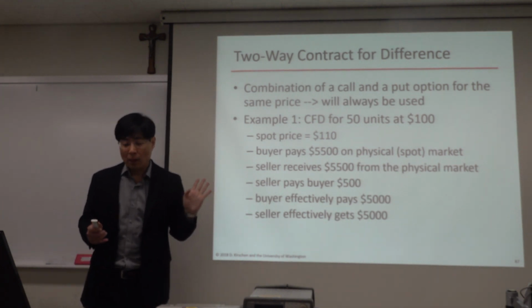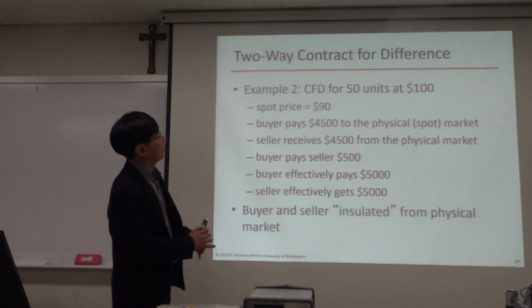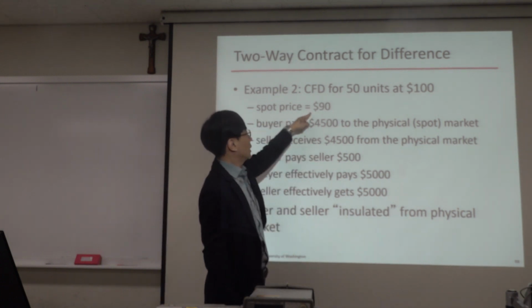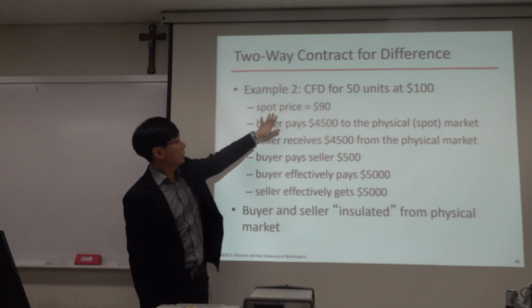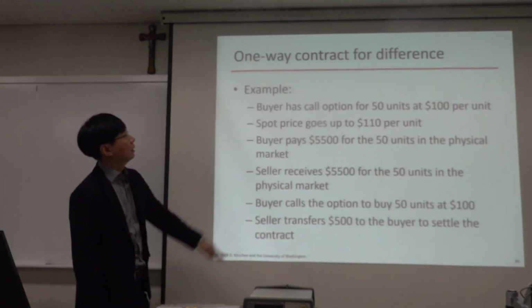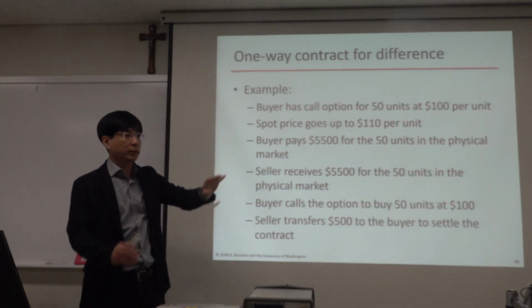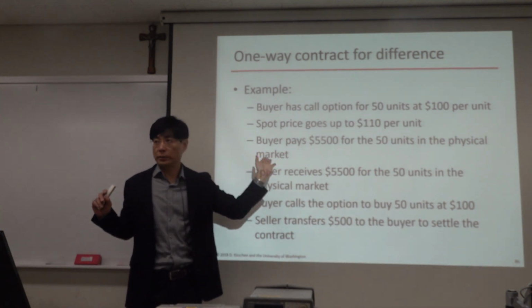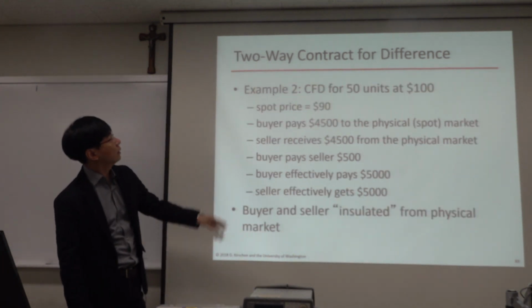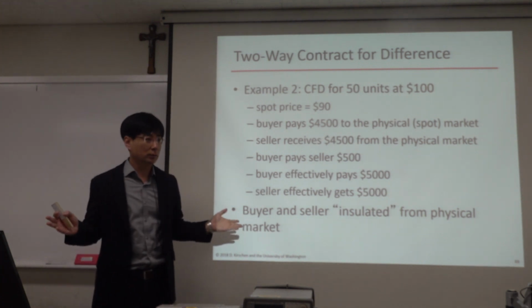But suppose that the spot price is $90. Second example: if this is the case in a one-way contract, then nothing happens, because the buyer would not exercise its option. But in this two-way contract, it happens anyway.